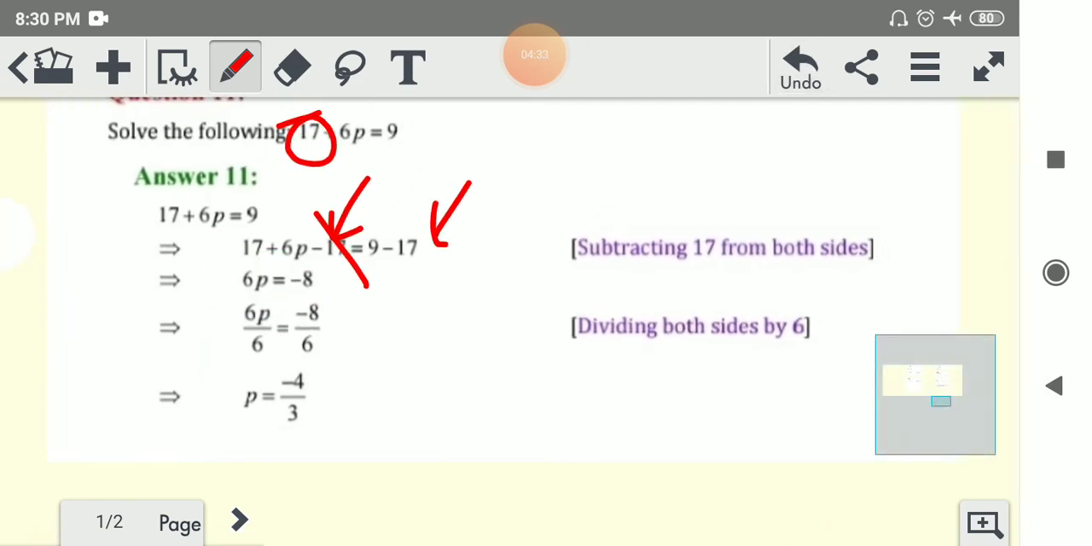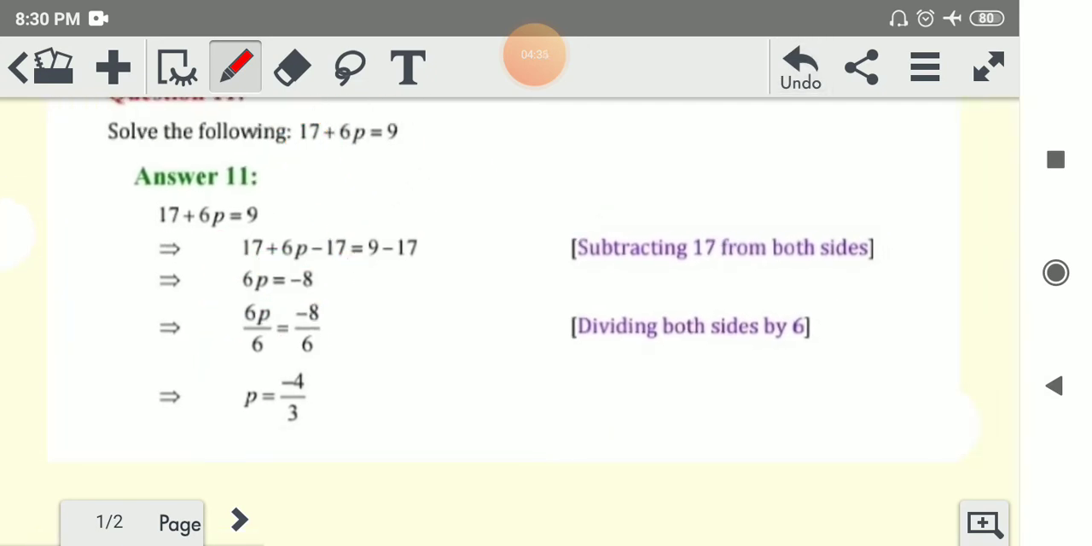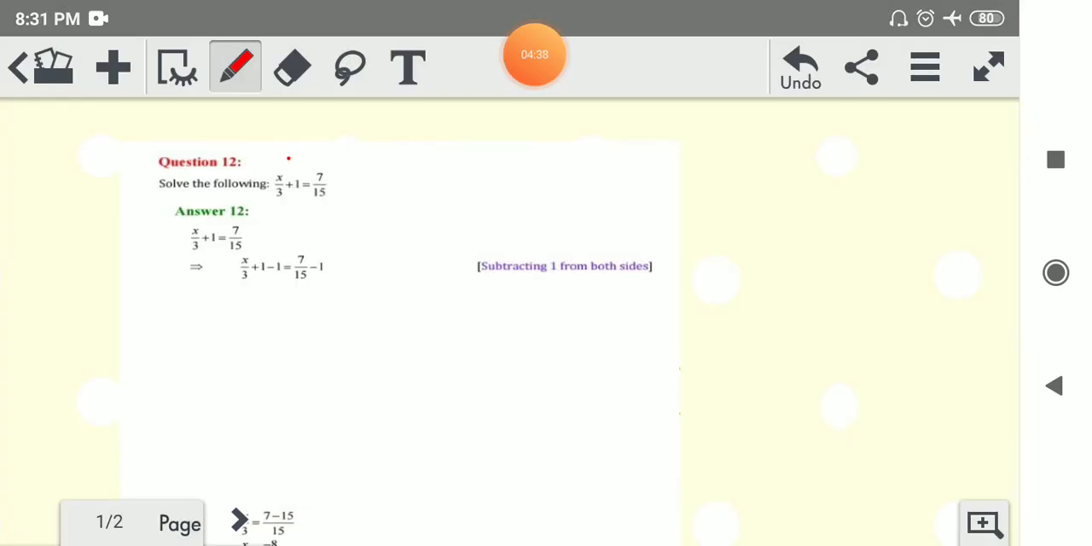This is a so simple exercise. Okay. Question number 2 is your homework. You have to solve it.